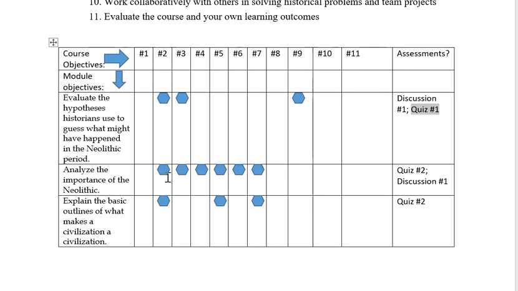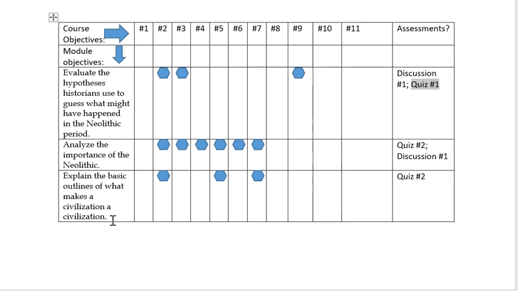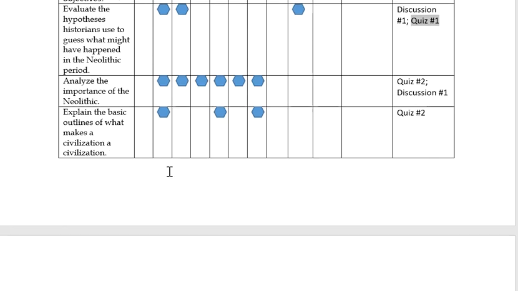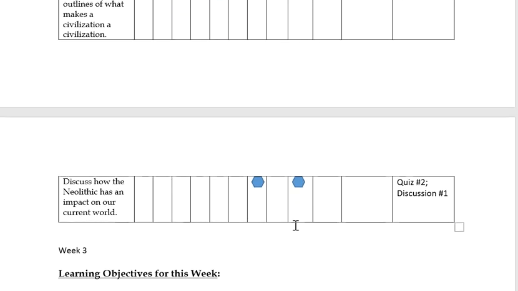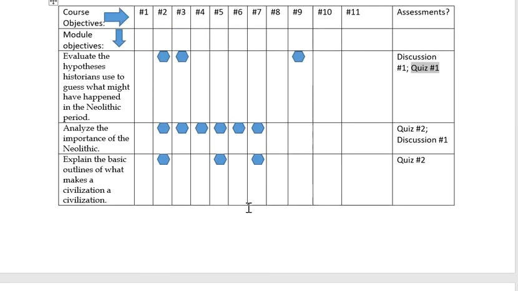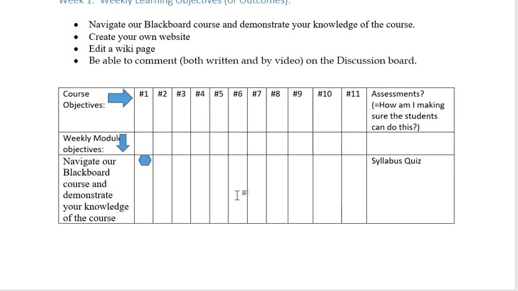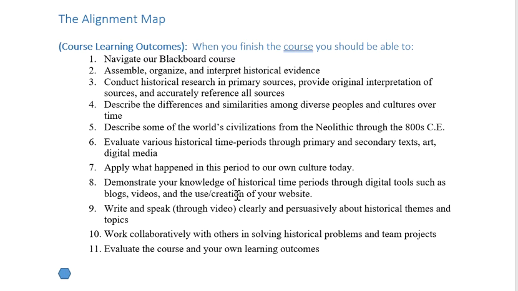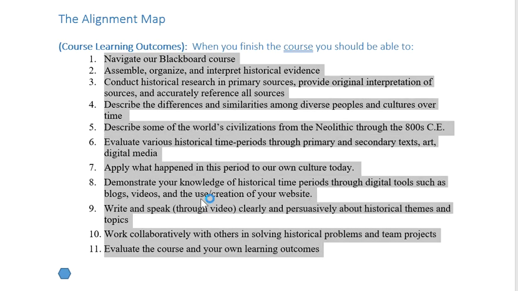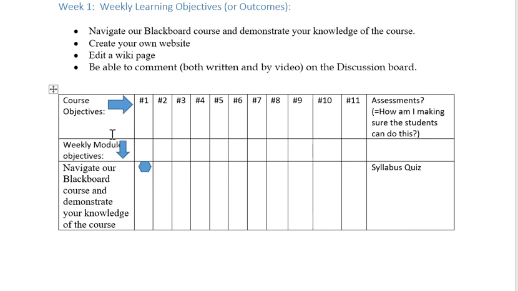Analyze important Neolithic developments. This aligns with a whole bunch of course learning outcomes. I'll assess them in discussion number 1 and quiz 2, and then explain the basic outlines of what makes a civilization a civilization. I'll assess that in quiz 2, and so on. So that is how you make an alignment map. So again, what you need to do is think about every single week about what you want the students to learn and how you're going to assess that. And everything has to align with your course learning outcomes, which is why I've given you the map. And if you look on our Blackboard course, I've given you a blank template for this so you can start filling out your own.